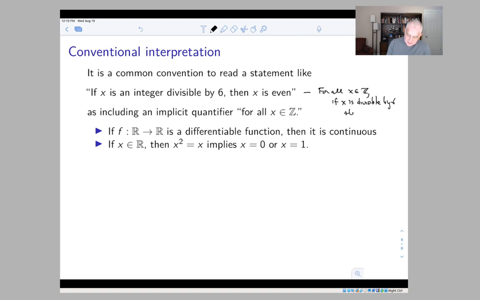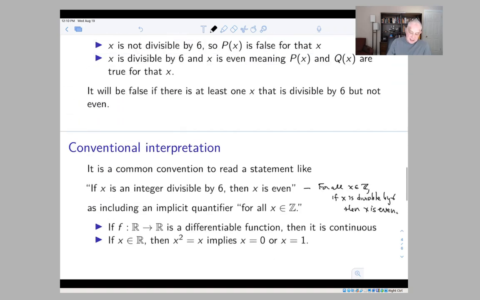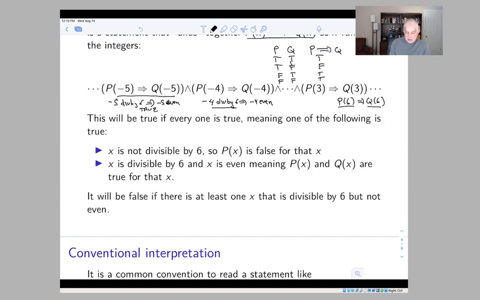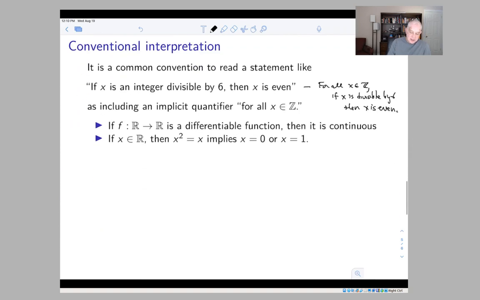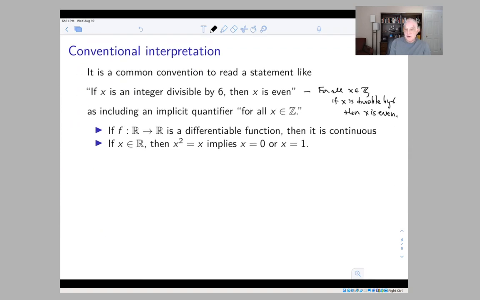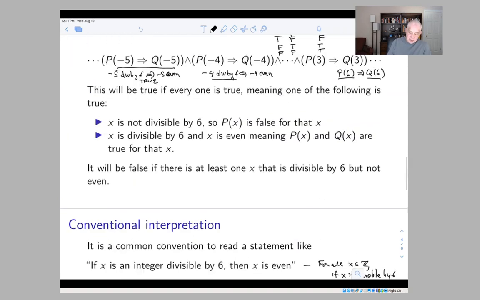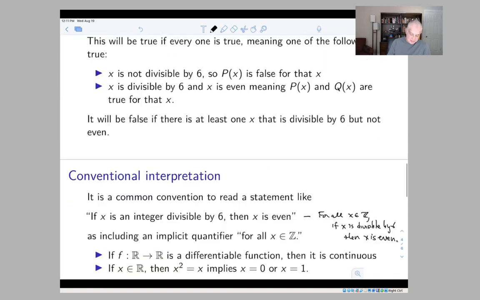then x is even. And what's happening here is we're taking advantage of the fact that for the integers not divisible by 6, we don't want to make any claim. And those are all these statements in this gigantic and where the hypothesis was false, and so the implication was automatically true. And so this kind of focuses our attention on the x's where there's something actually happening, which are the x's where the p of x part of the implication is true, and you really need to know something about whether q of x is true.